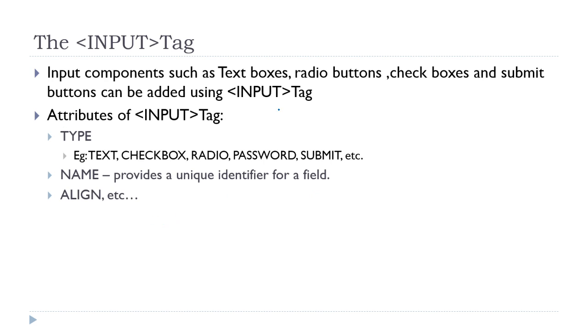Next, to take input from the user, we will be using the input tag. This input tag has some attributes. Type is one of them. Depending on what you give as type, you can have text boxes, check boxes, radio buttons, password text boxes, submit buttons. They also have this common attribute which is name, so that you can identify whatever input element we have. Then we have many other attributes like alignment.